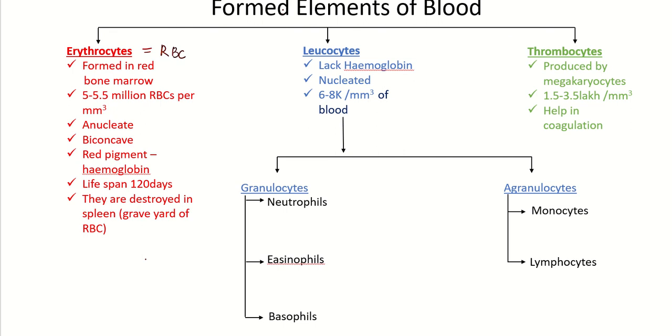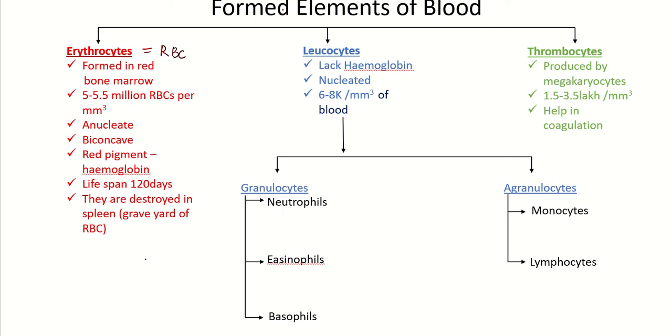These are found in the red bone marrow. The number is about 5.5 million RBCs per millimeter cube. In 1 microliter, you can find about 5.5 million RBCs. These erythrocytes do not have nucleus, they are anucleate. When these are formed by erythropoiesis, initially they have the nucleus, but as they mature, they lose nucleus to make more space for the hemoglobin.